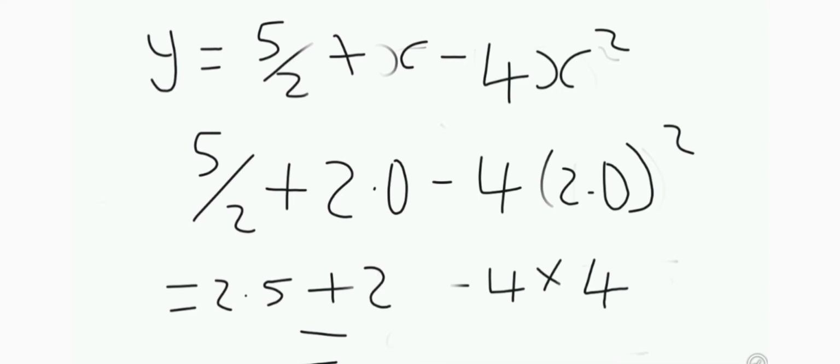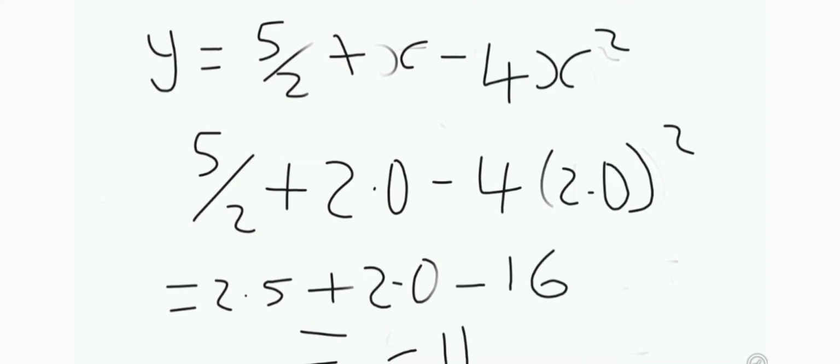Okay, so we have 5 over 2 plus 2.0. Now 2.0 square will give us 4. Minus 4 times 4 will give us 16. So 2.5 plus 2.0 will give us 4.5. 4.5 minus 16 will give us minus 11.5. Okay, so we have our answer to be minus 11.5.